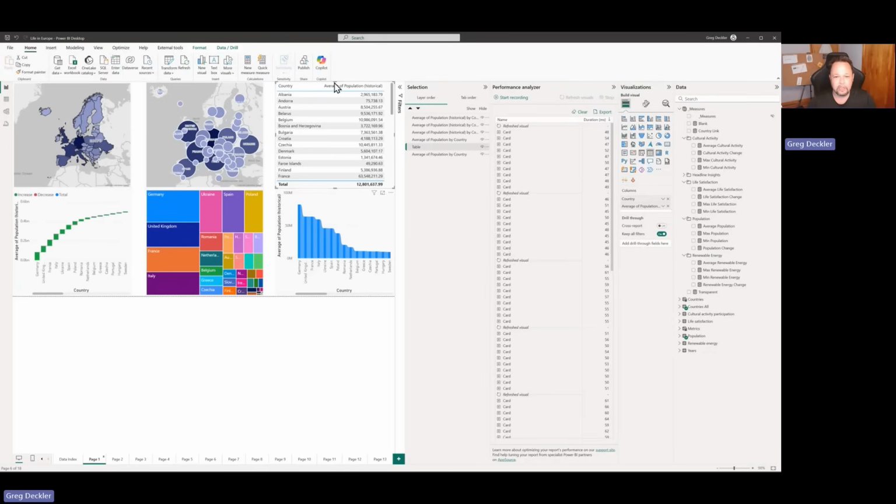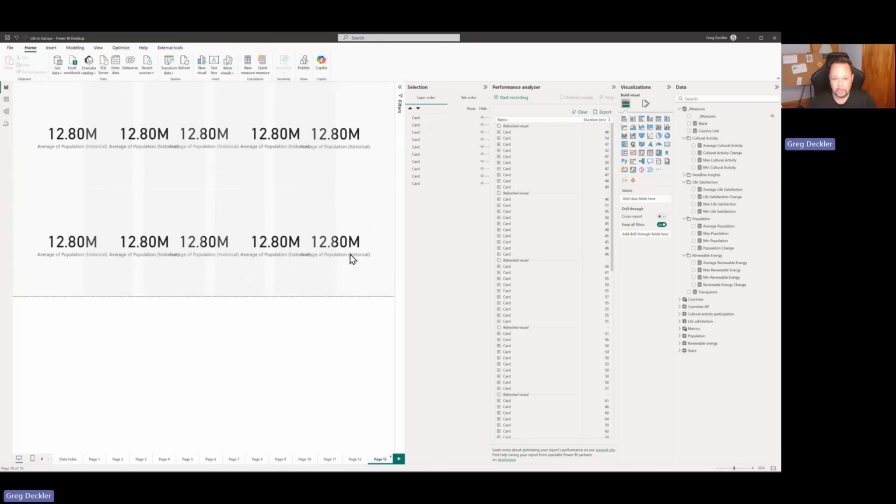I also did that for this table visual over here. I changed the metric, individually timed each one of them, and then timed 2 together, then 3 together, then 4, then 5, and 6. I always did it the same way: population, life satisfaction, energy, cultural activity, population change or life satisfaction change, and the other one was vice versa.